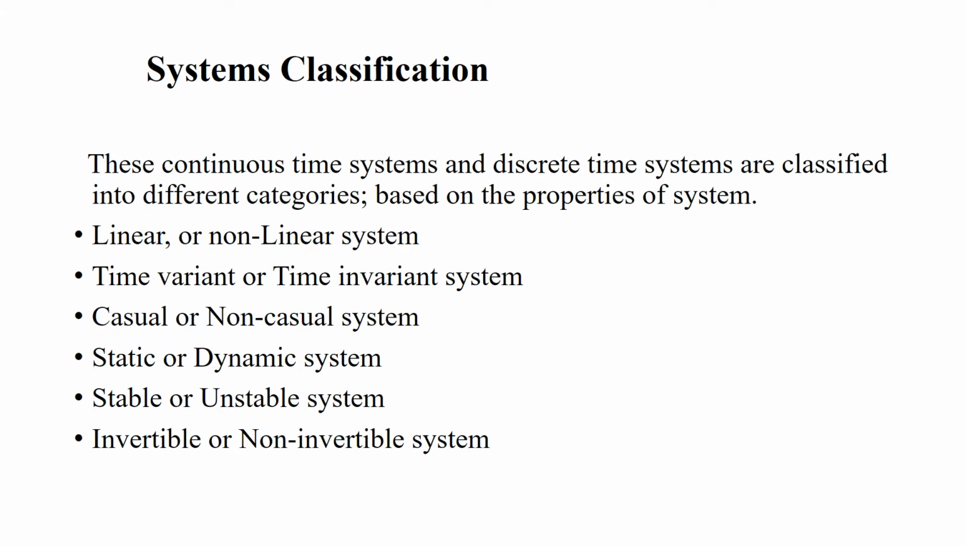Now, system classification. This is the important part of this session. Continuous time systems and discrete time systems are classified into different categories based on the properties of the system. And what are these? Linear, non-linear, time variant, time invariant, causal, non-causal, static, dynamic, stable, unstable, and invertible and non-invertible systems. In the theory paper as well as in the online examination, one question is compulsory, for 3 to 4 marks in the theory paper, and 1 to 2 marks in the online examination.